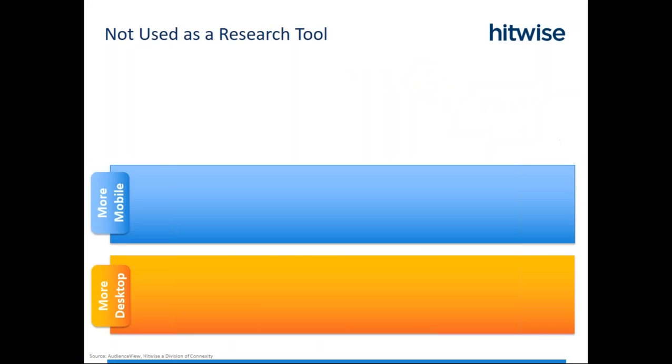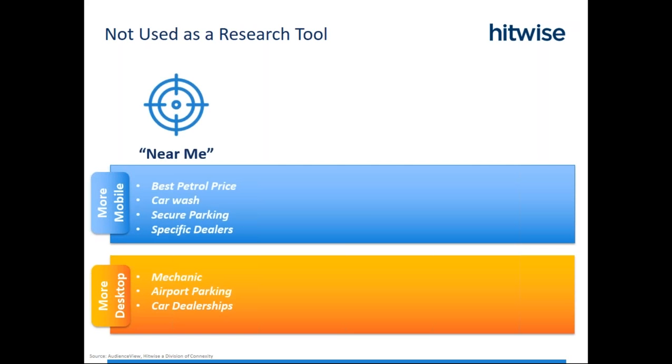So mobile search for automotive is not really used as a research tool, and I'll explain why. Once again, near me came up trumps, but what they're looking for is the best petrol price, and this was huge. I didn't realise so many people would seek out the best petrol price and drive to that station to fill up, even if it is 40 kilometres away. They want a car wash, secure parking, and specific dealers. So this is where they might be going, you know, Volkswagen Arts Harman, and they'll put in that information.